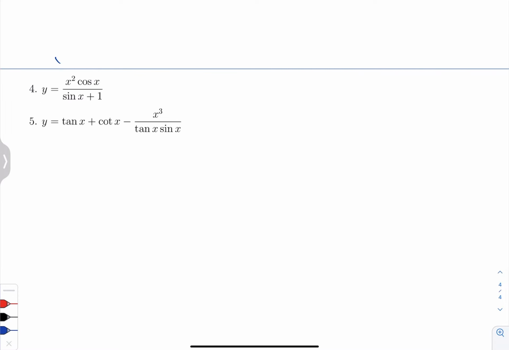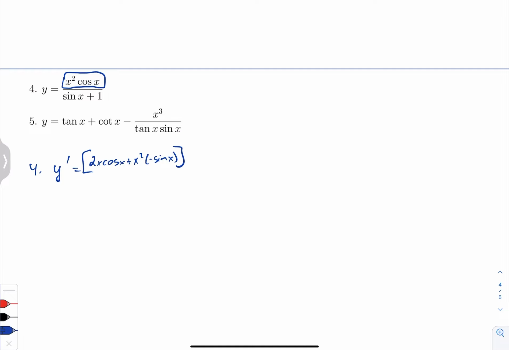So this fourth one, we'll say y prime. So we have a quotient, and inside the quotient we also have a product. So in the numerator, x squared times cosine of x, that's a product. So when we take the derivative of the numerator, we need to use the product rule. So the derivative of a quotient, we do the derivative of the numerator, and again, that's a product. So to find the derivative of this, I need to do derivative of the first, so 2x times cosine x plus x squared times the derivative of cosine x, which is negative sine of x.